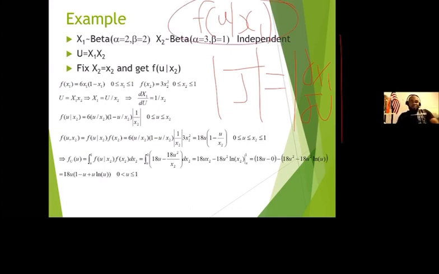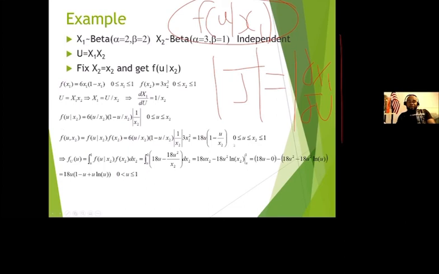Now, this is where we are. The f of u comma x2 is going to be the conditional that we got right here, multiplied by f of x2, which is this guy. At the end of the day, you simplify, you do some algebra, and you're going to have this. The moment you have this, it is a joint for u and x2. What are you looking for? You're looking for f of u.